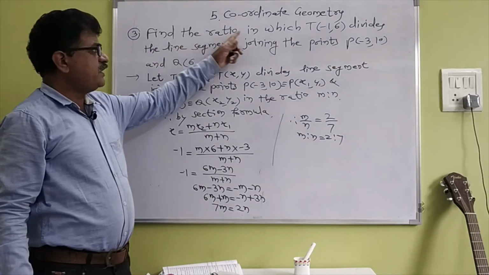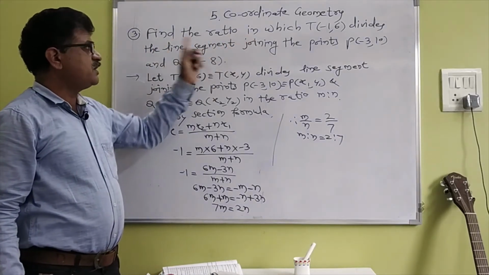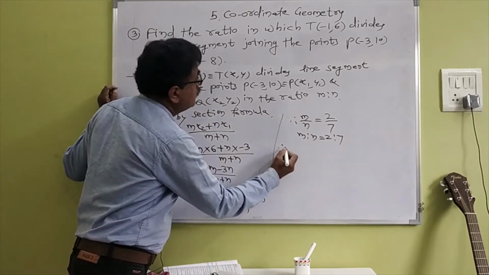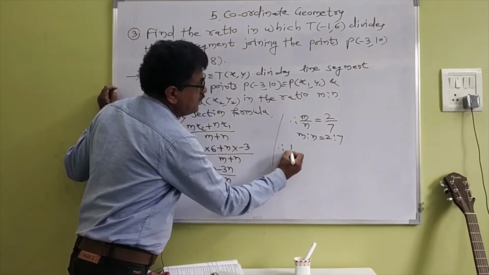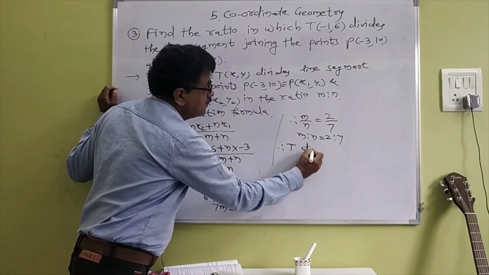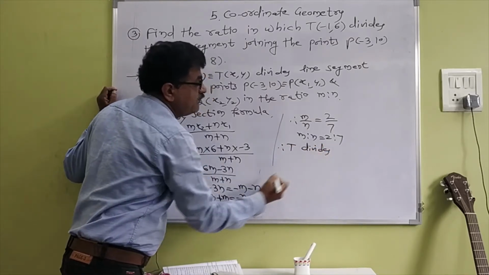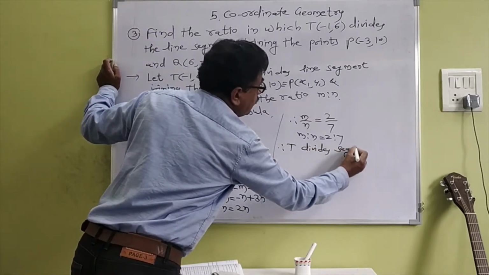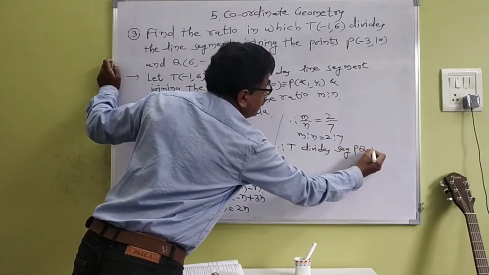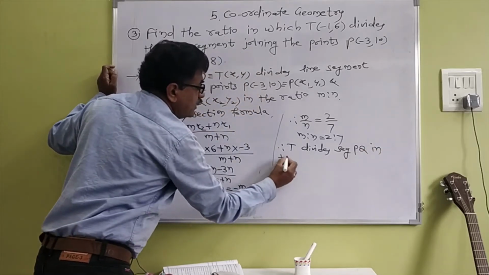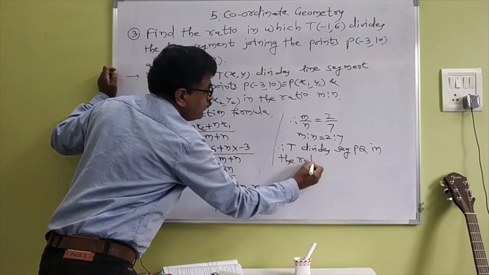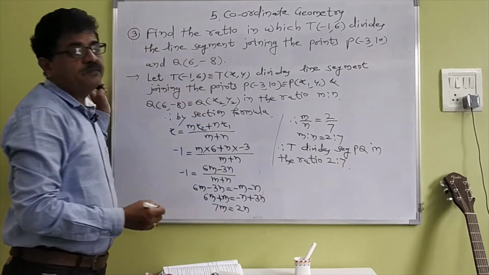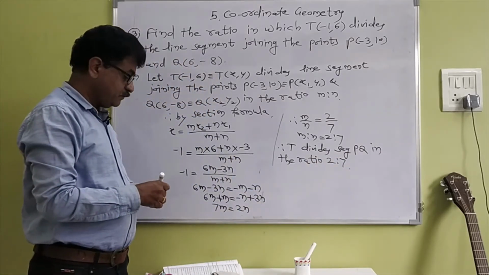Now we have to find the ratio in which T divides segment PQ. Therefore T divides segment PQ in the ratio 2:7.